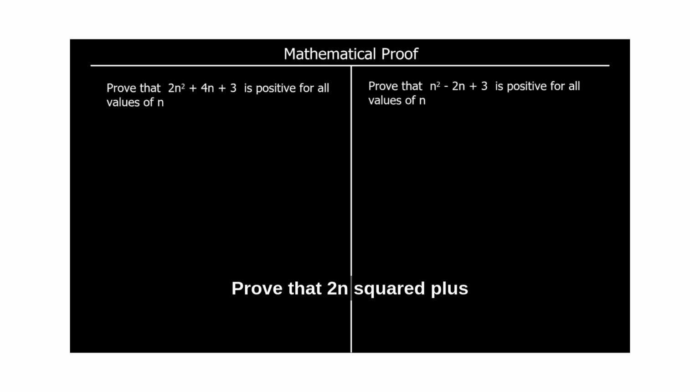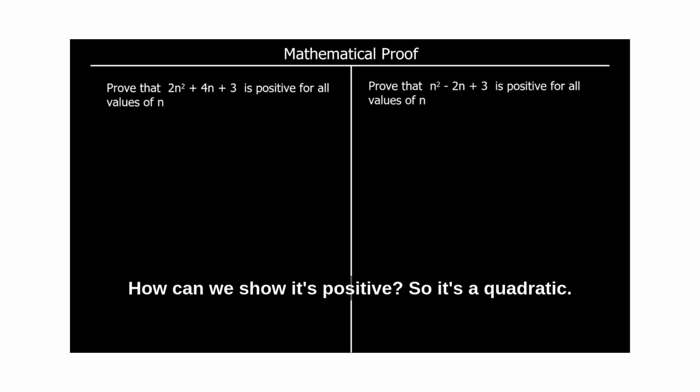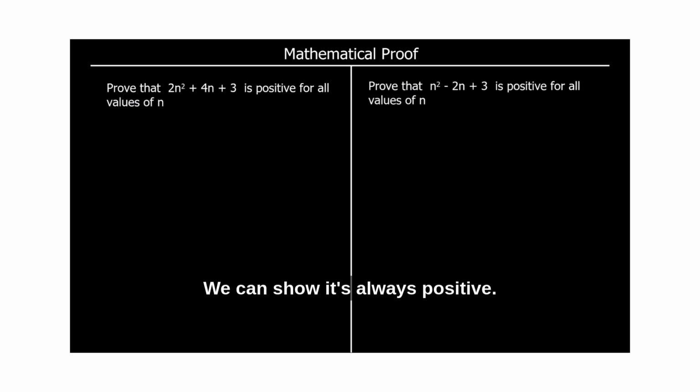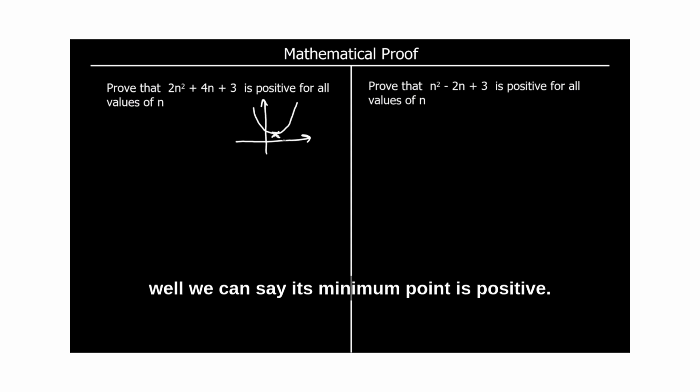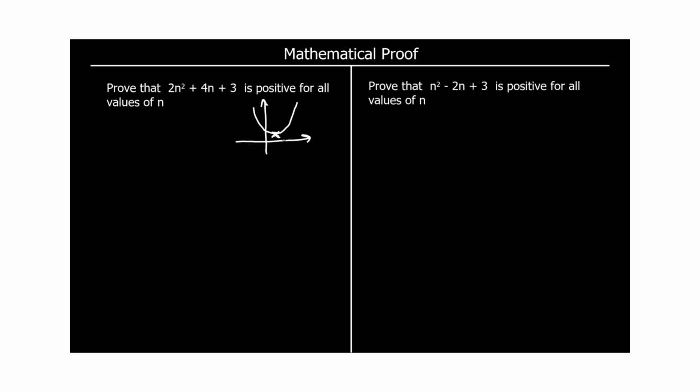Prove that 2n squared plus 4n plus 3 is positive for all values of n. How can we show it's positive? So it's a quadratic. We can show it's always positive. So if a quadratic's always positive, it's going to have, well, we could say its minimum point is positive. That would work. So we can complete the square, find the minimum point, and say it's positive.